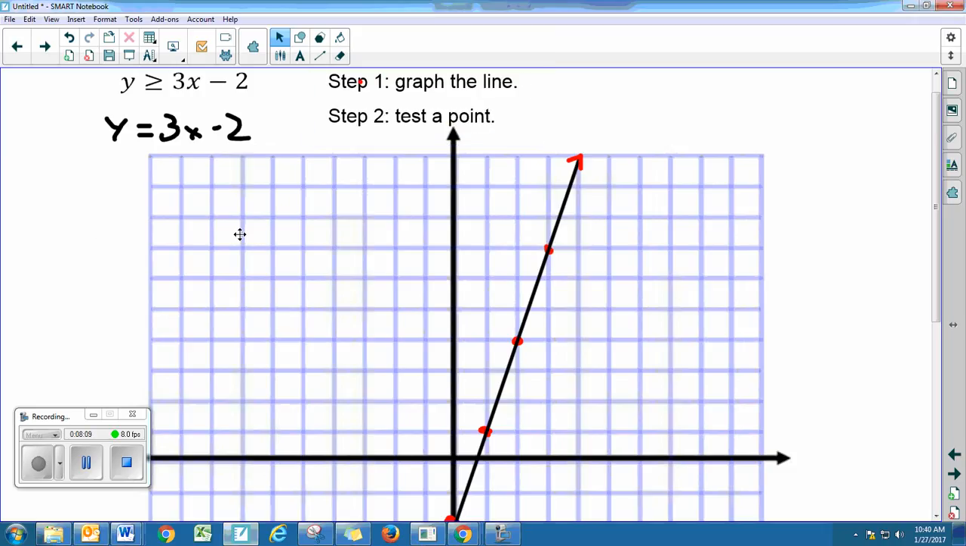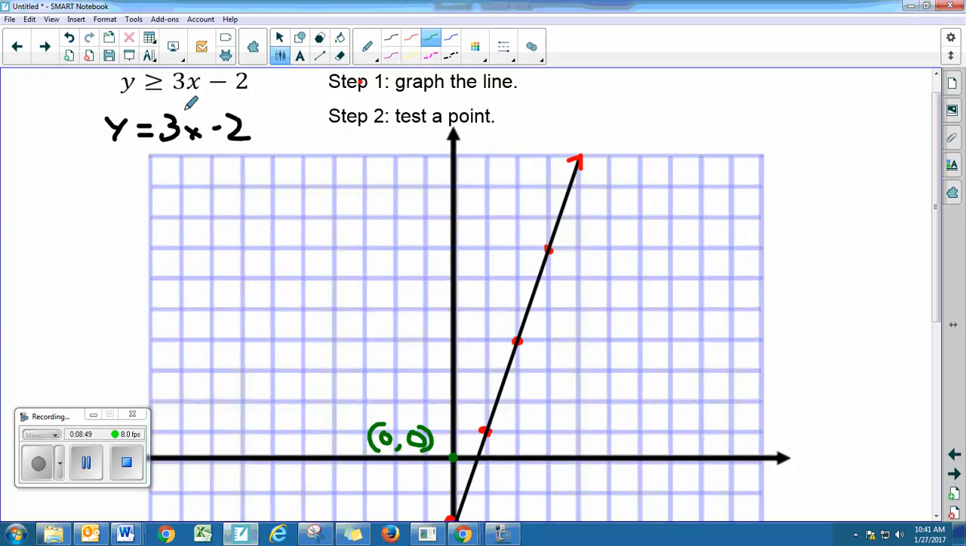So we're going to test a point, meaning I'm going to pick a point. I want to pick a test point that's really easy, and if you can manage it, the easiest test point might be 0, 0. Plugging in 0 is pretty easy. I can easily tell that 0, 0 is not on the line. So I'm going to test the point 0, 0.